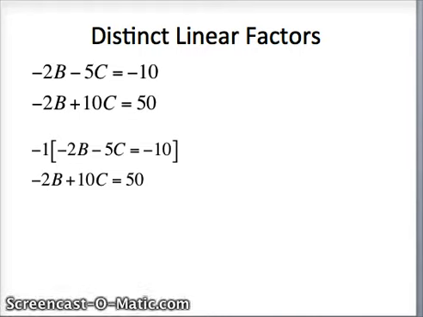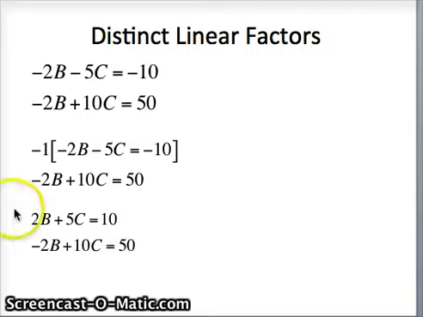Multiply the first equation by negative 1. That'll make that positive 2b. The second one is negative 2b, and those will cancel nicely. So 2b plus 5c equals 10, distributing the negative 1. The other equation is negative 2b plus 10c is 50. 2b negative 2b cancels. 5c and 10c is 15c. 10 and 50 is 60.